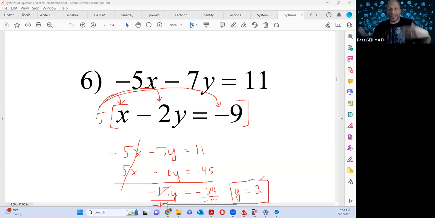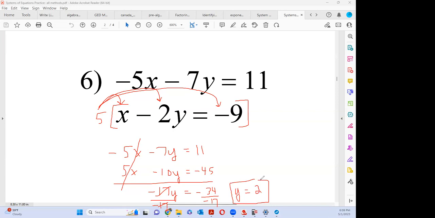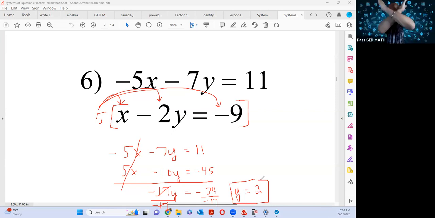But again, we are not done, because remember, in a system of equations, there's a point where both lines cross. So you need an x and a y. So I'm going to plug it back in. You might be asking, well, Mr. Tinsley, what equation do you plug it into? It doesn't matter. That's what a system of equations means. You can plug it into either one and you should get the same thing.